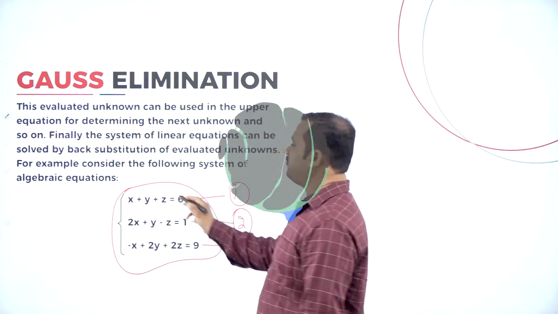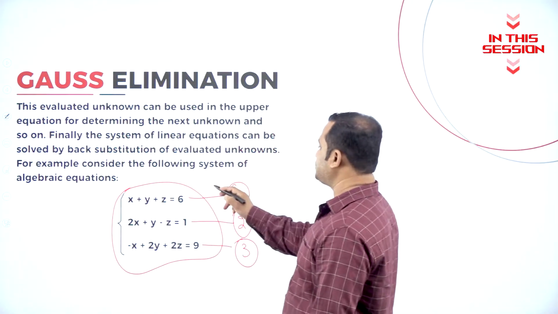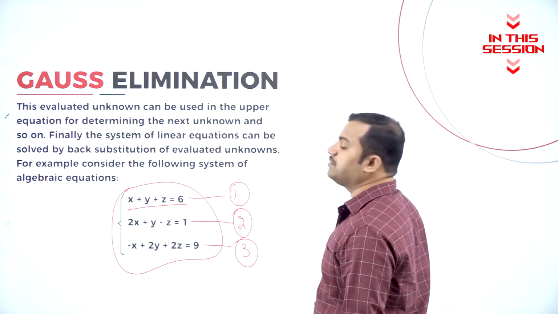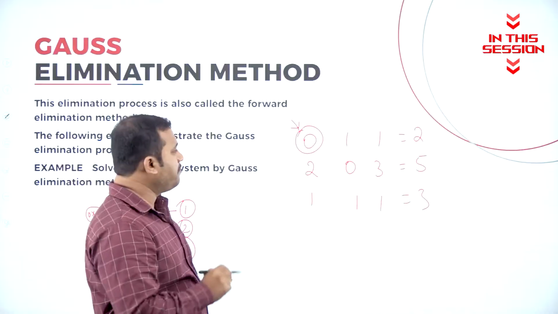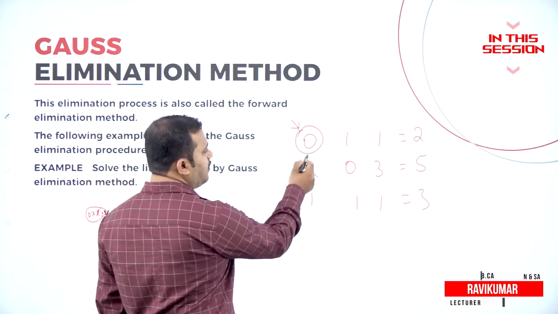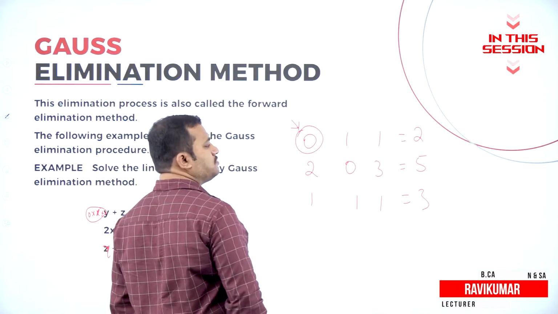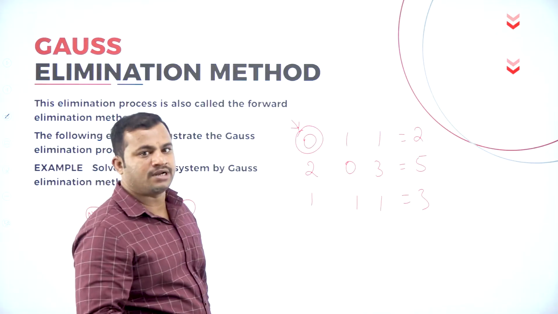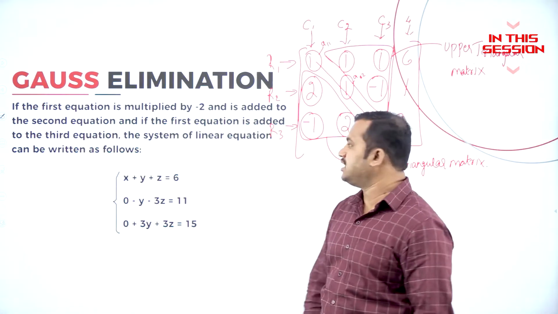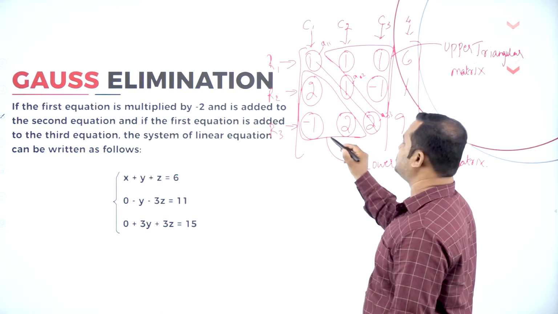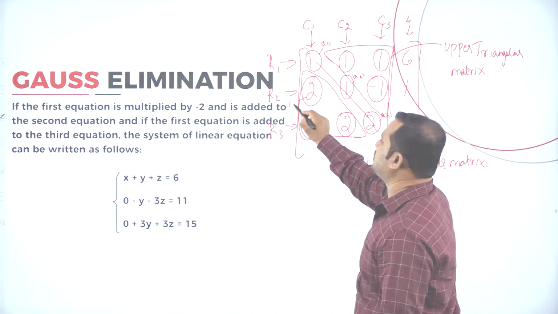We have the system of linear equations like this. The first equation, that is x plus y plus z is equal to 6. If the pivot element is 0, how can I do the row operations? It is highly difficult, not at all possible. So which is the alternative option I have? In this case of Gauss elimination, we will make these elements, that is the lower triangular matrix, as 0.